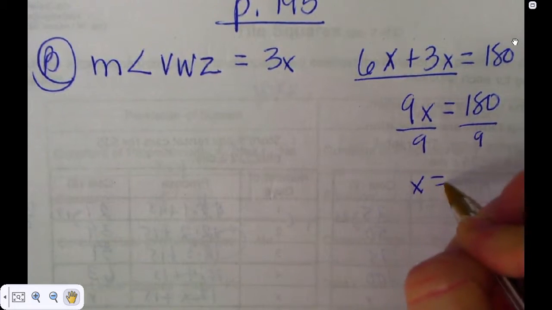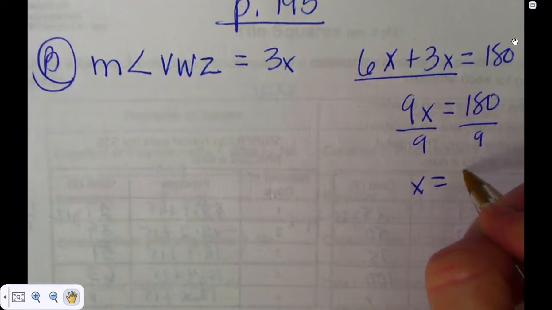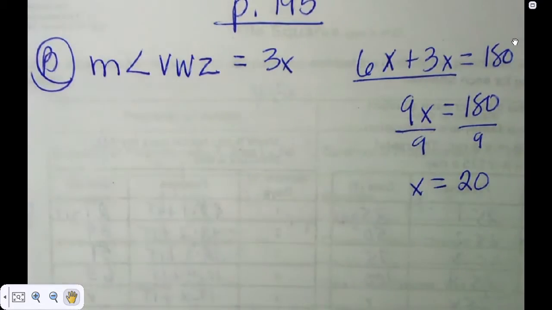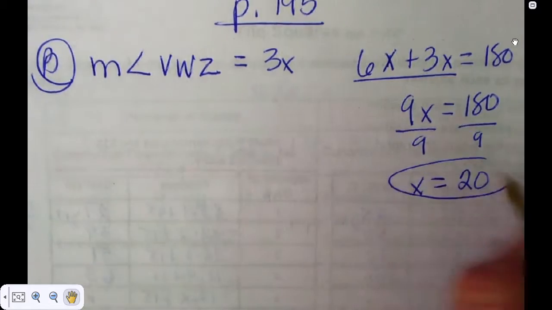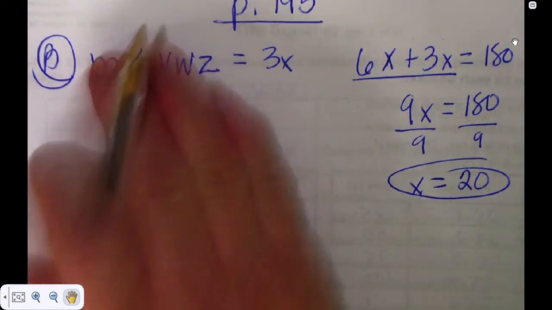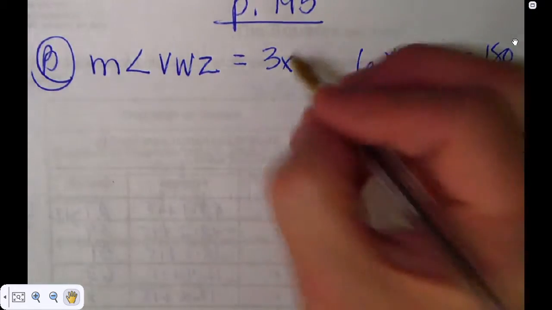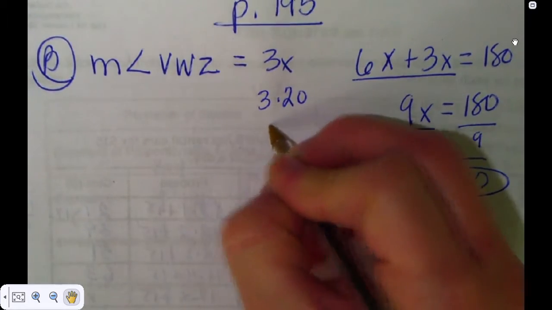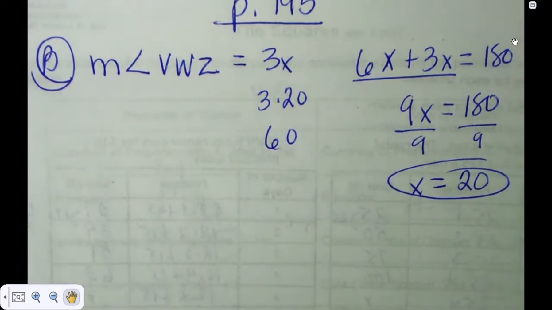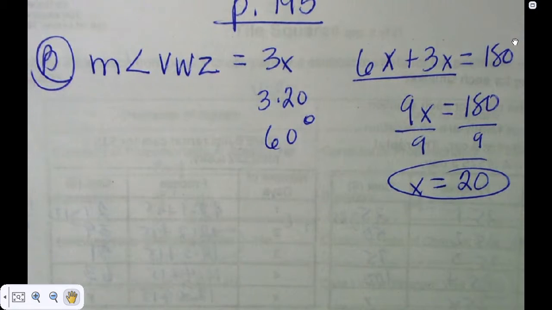And so x is, is she right? Why is it 20? There you go. So we know x. Are we done? No, that's why we went ahead and set up this problem, so we would know when we finished that, we weren't done. We've got to multiply 3 times 20 and get 60. So the measure of that angle is 60 degrees.